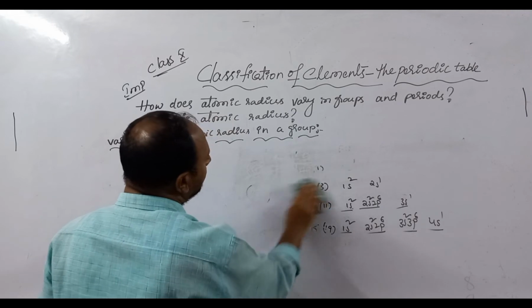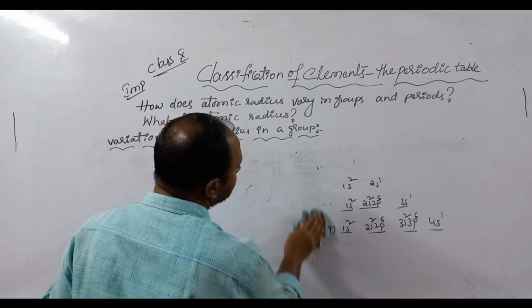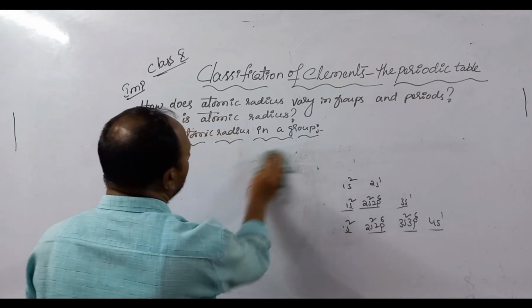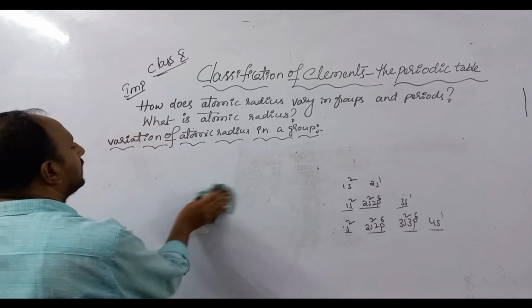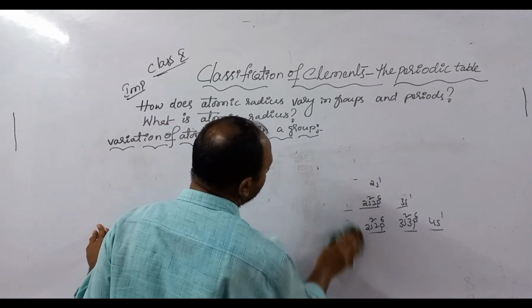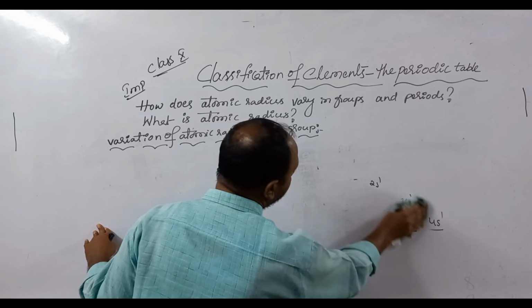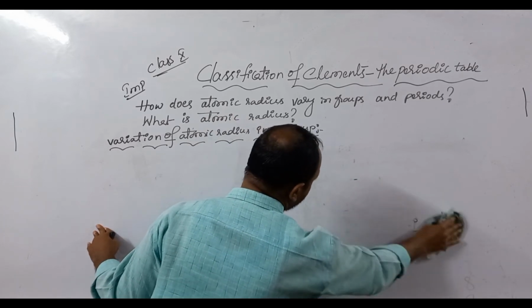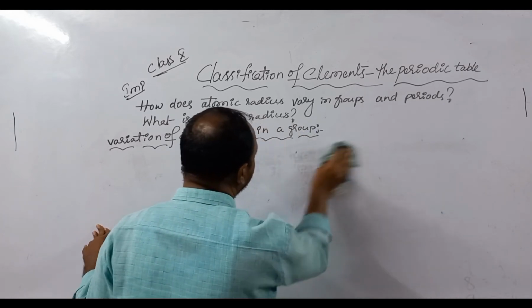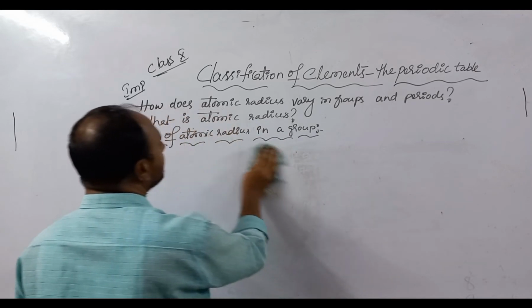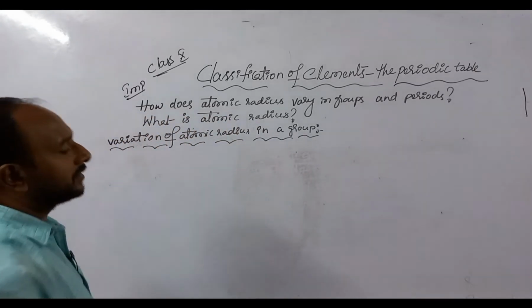Variation of atomic radius in groups and periods is the main concept to write how ionization energy varies in groups and periods, electron affinity in groups and periods, electronegativity in groups and periods. So all those can be explained with the basic concept of atomic radius, students.